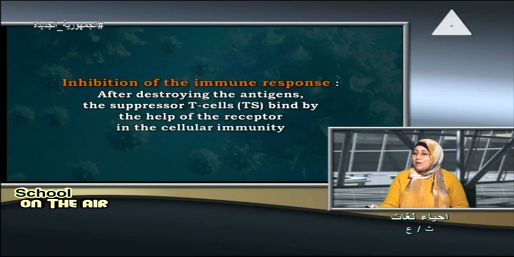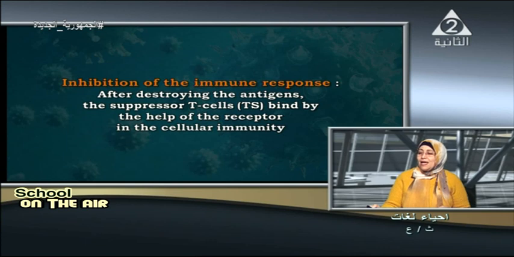Okay, inhibition of the immune response. What are the factors which lead to inhibition of the immune response? Inhibition means that the immune system cannot work or cannot destroy the antigen. After destroying the antigens, the suppressor T cells bind with the help of the receptor in cellular immunity to kill the microbe which entered the body.